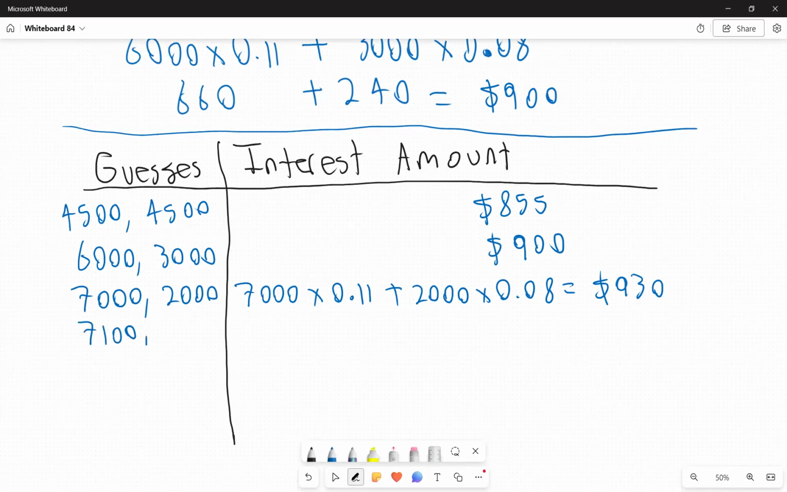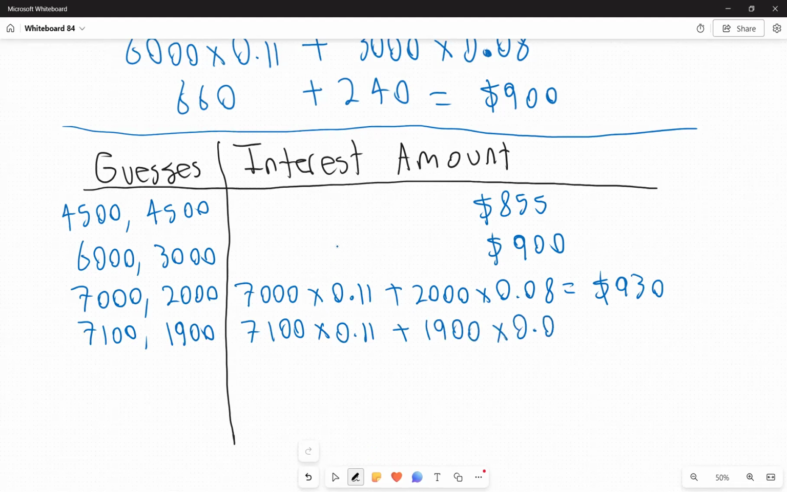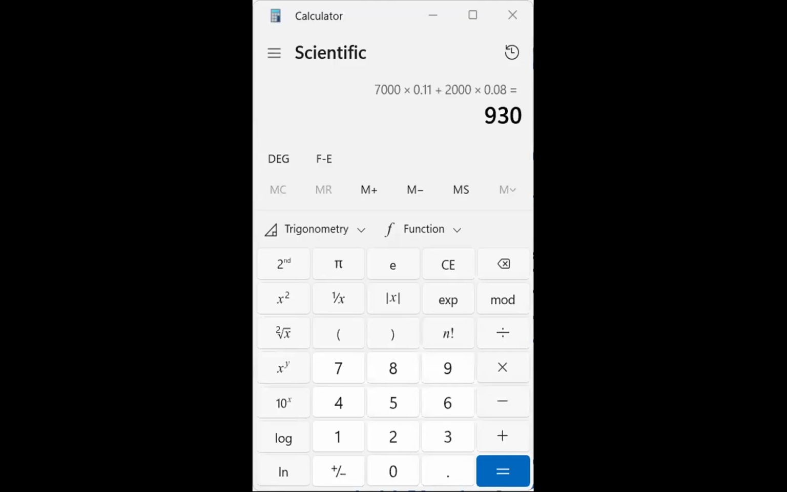That is 7,100 and 1,900. And we'll see what happens. That's 7,100 at 11% and 1,900 at 8%. So we'll see how close we are. If it is more than 936, we are going to decrease by the hundreds or by the tens.